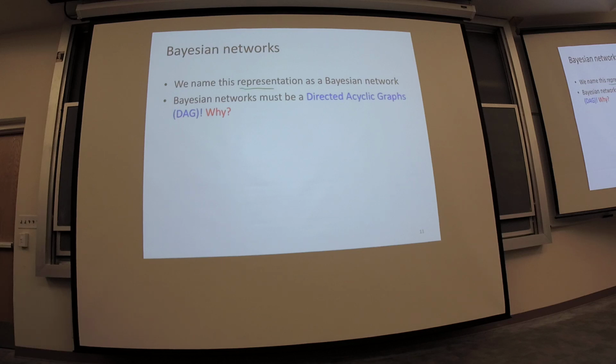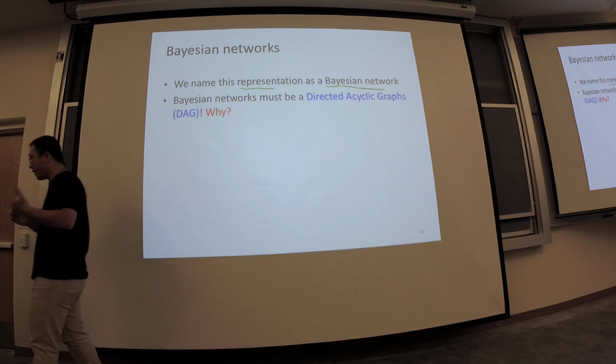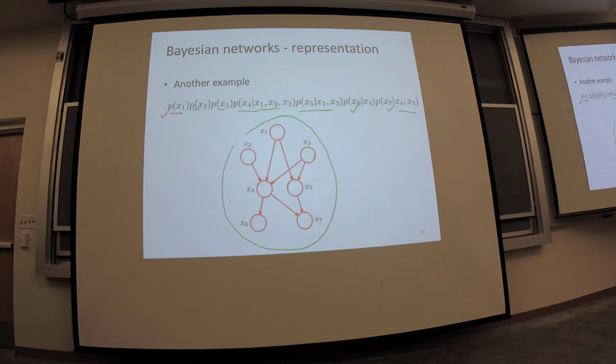So we name this representation a Bayesian network. Something to keep in mind: a Bayesian network is a directed graph, because it indicates the relationship between parents and child. It is a single directional relationship, not symmetric. The second thing to be aware of is that it is an acyclic graph. That means in this graph you cannot have a cycle. A cycle means that, for example, I have x1 to x4, then x4 to x2, and x2 to x1. This is not allowed.